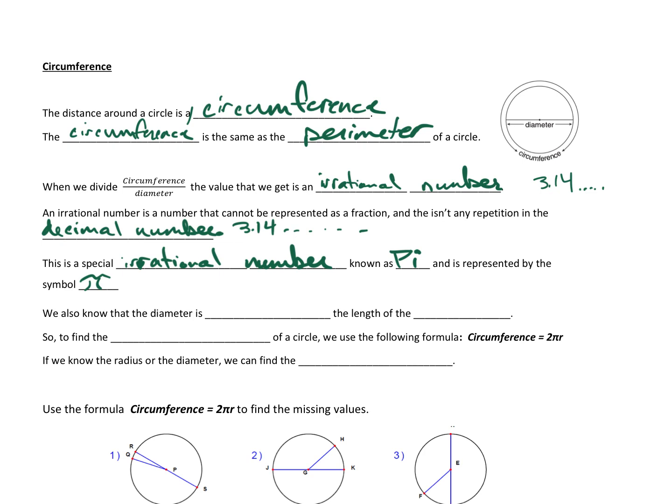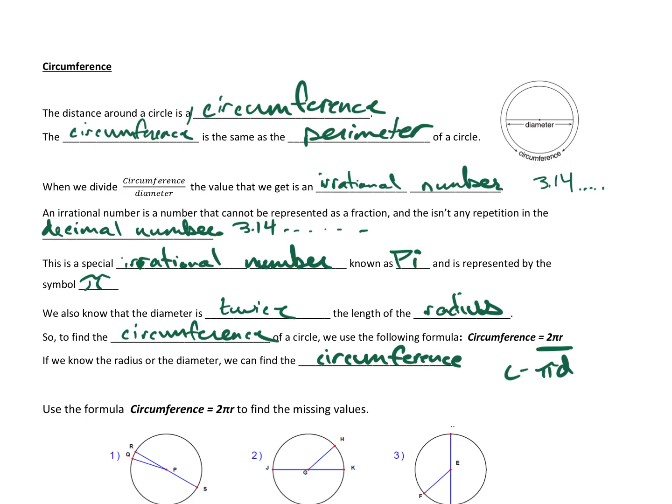We also know that the diameter is twice the length of the radius. So to find the circumference, we're going to use 2r: circumference equals 2πr. So we can find the circumference if we know the radius or the diameter. The reason we use 2πr and not just π times diameter is because later on we're going to have to use the radius with area when we review that.